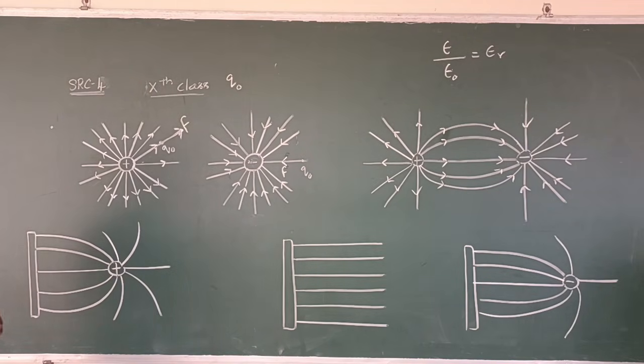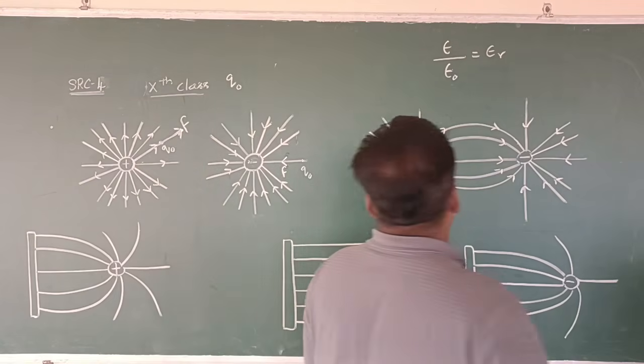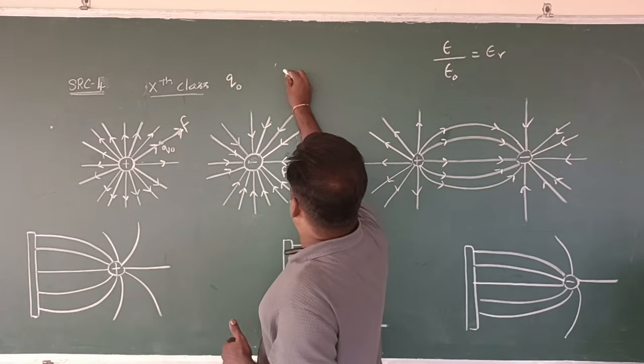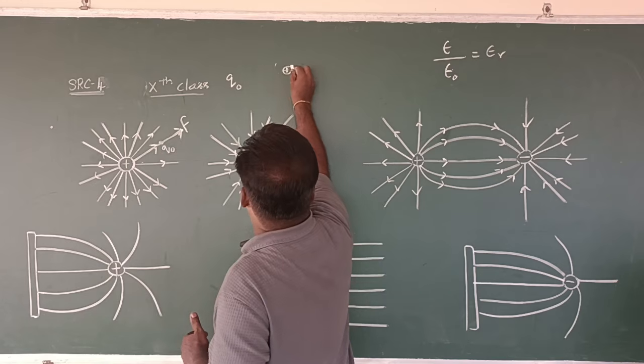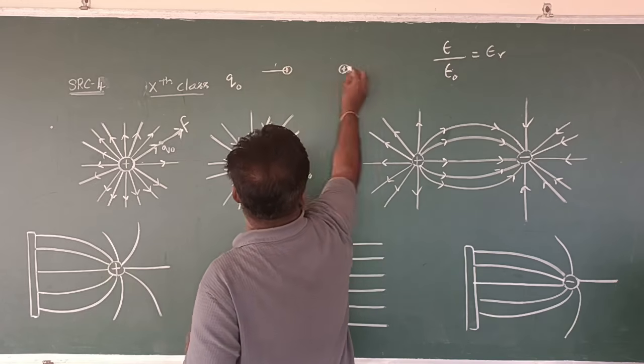Suppose I am taking two similar charges, either positive charge or negative charge. I will draw here, check it once. This is a positive charge and here is another positive charge. How are the field lines?